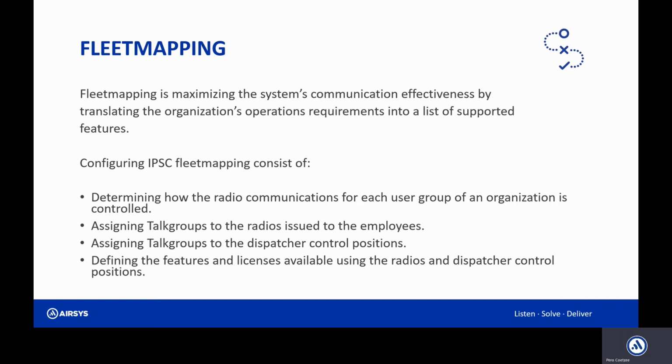Typically, you'll find that different users have different features and functions and privileges. Normal radio users might only have access to certain user groups, whereas a dispatcher will generally have access to all of the groups. They can have features like radio disable, radio enable, remote monitor, and so on. And you also need to decide which features and licenses you might need for the system.